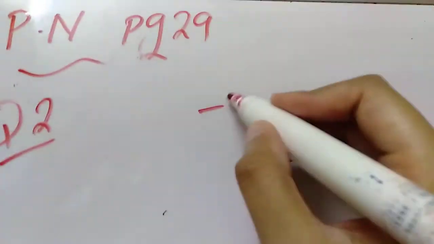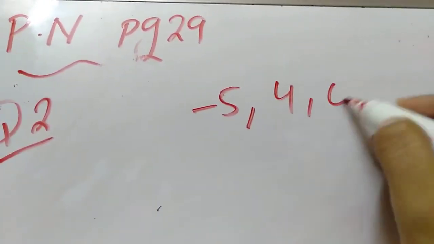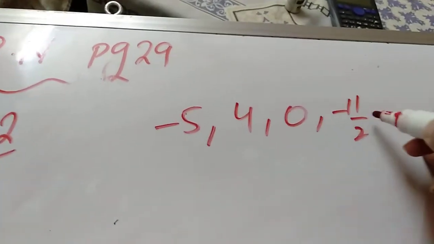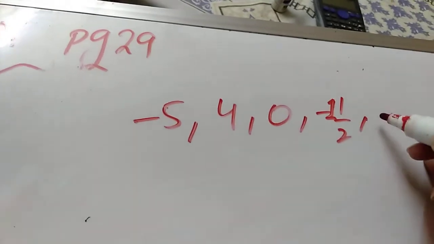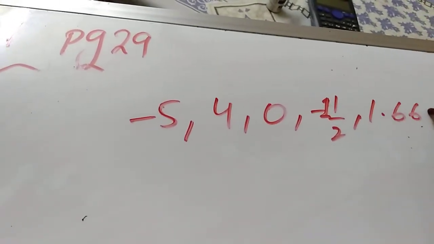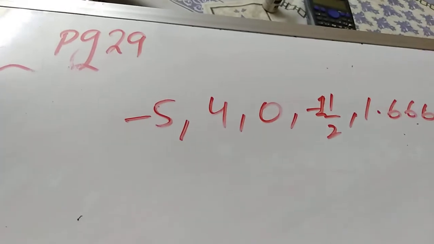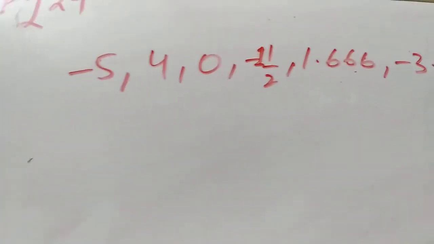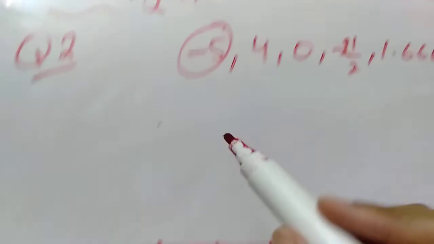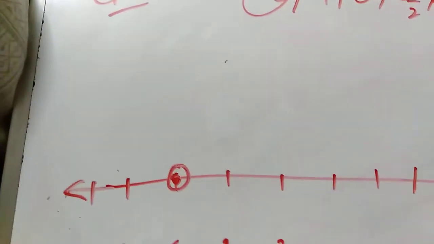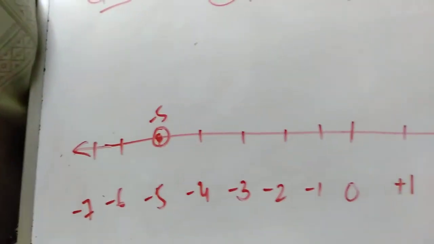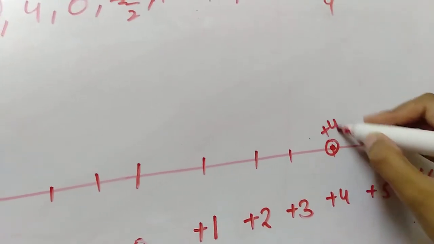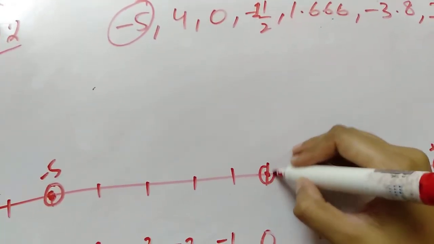Our numbers are -5, 4, 0, -1 1/2, 1 1/2, 1.666, -3.8, 3/4. So now we are going to represent them. We will represent -5. So here it is, -5 is here. Now +4. So +4 is here. Now 0 is here.